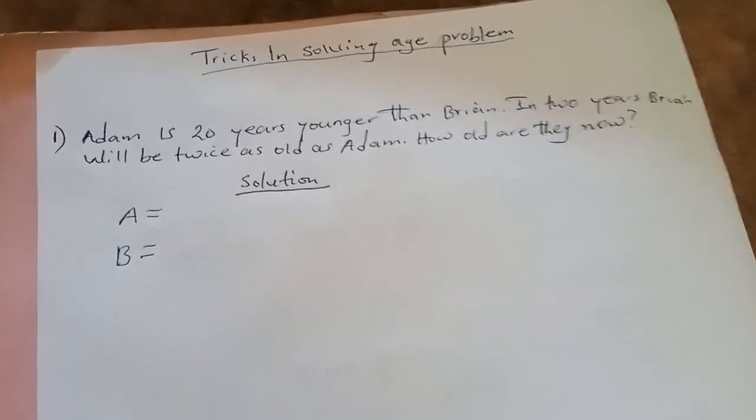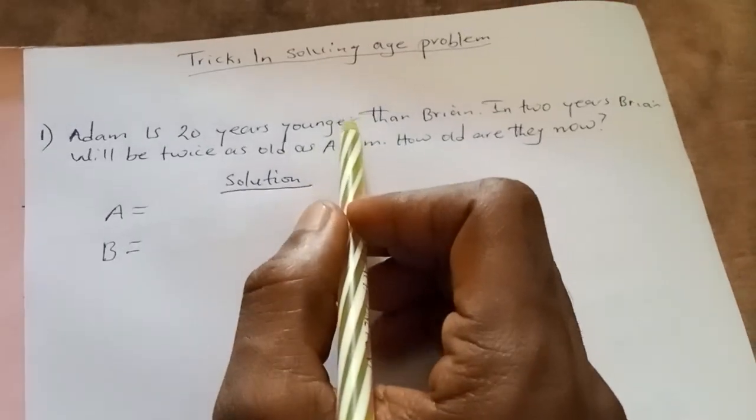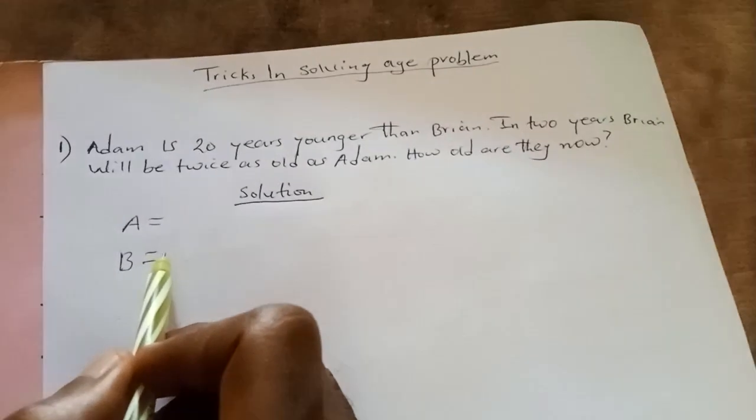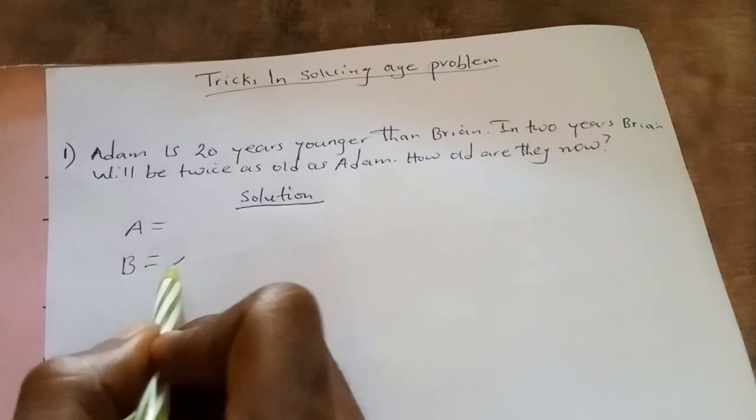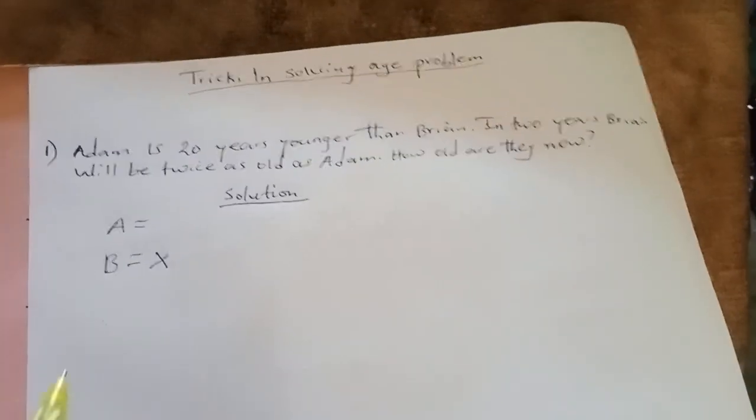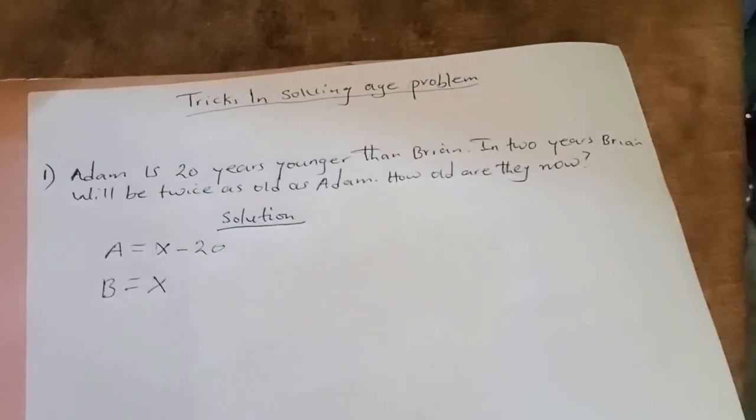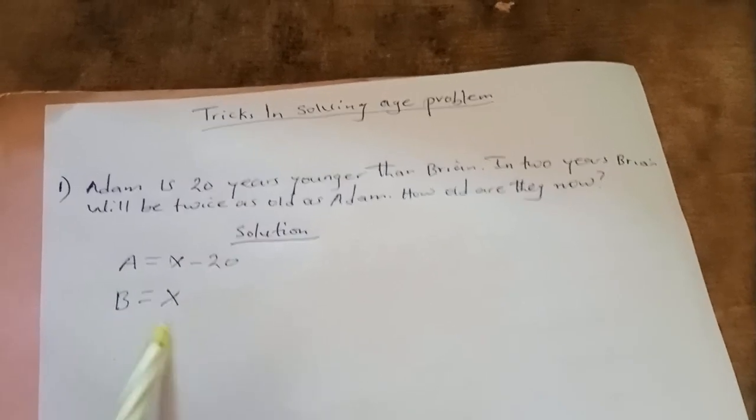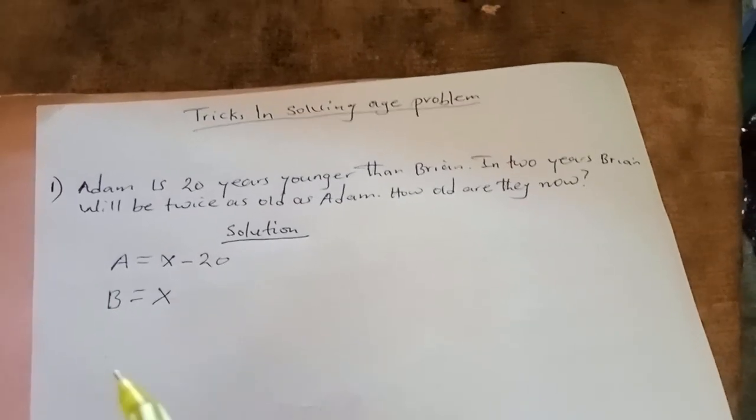Now the sentence says Adam is 20 years younger than Brian. So if you see the word younger, it means subtraction. It means that we should subtract. And we don't know the age for Brian. Since we don't know the age for Brian, we will let Brian's age be equal to X, which of course we don't know. Now, since Adam is 20 years younger, it means X minus 20, right? Adam is 20 years younger than Brian. Since we get that information, the next sentence says in 2 years, right?